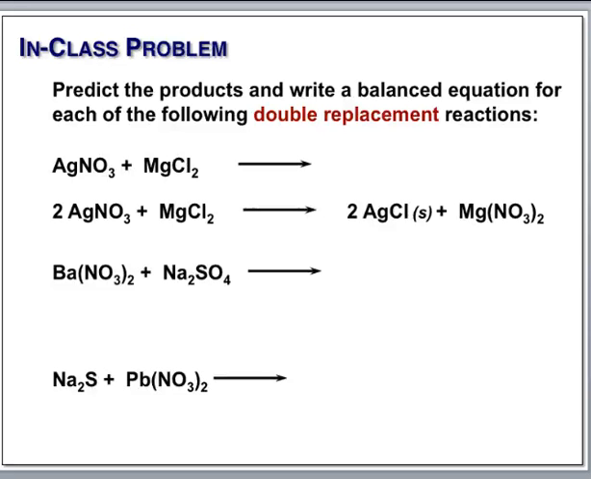Why did you have to put the 2 for the top one? Couldn't you just like switch? Well, we have 2 chlorines. So we need 2 silvers, AgCl. Has to be the same numbers and types on both sides. This also gives us 2 nitrates here. And remember, we need 2 nitrates for our magnesium.